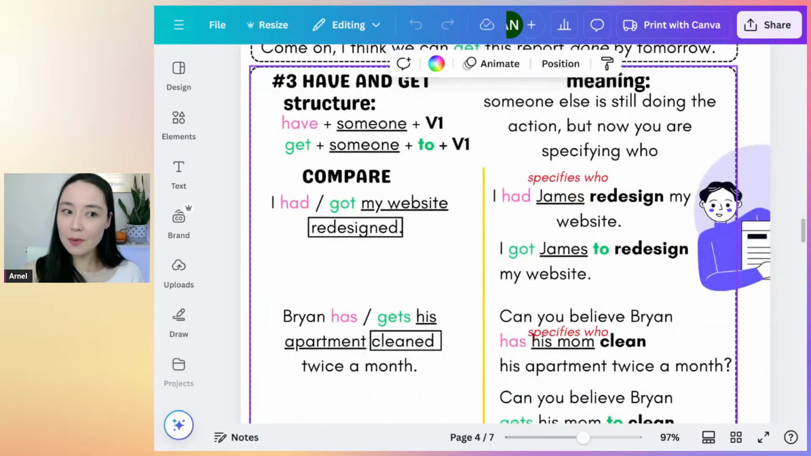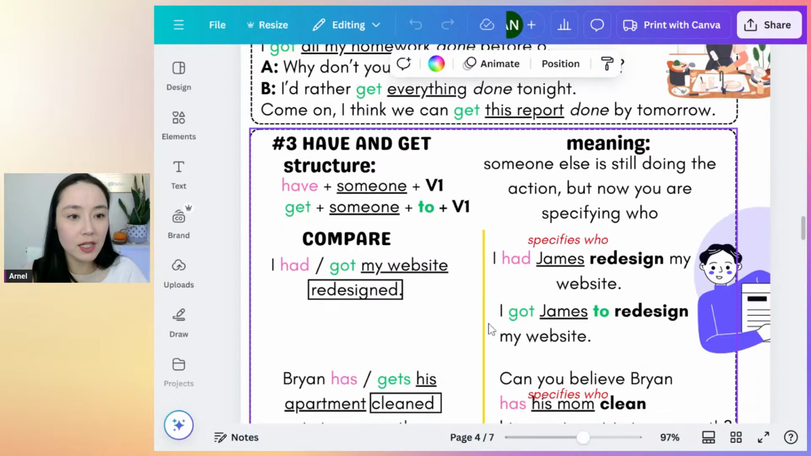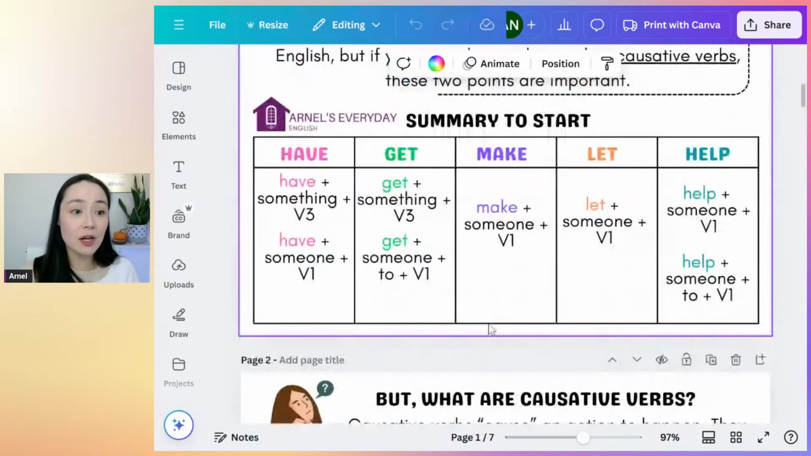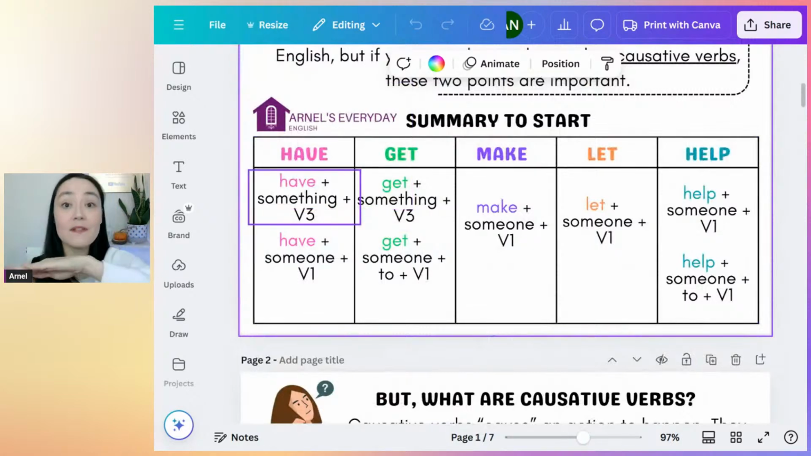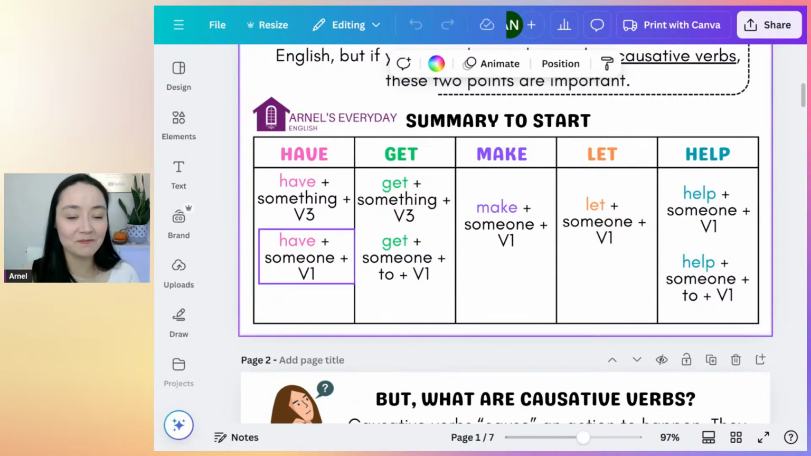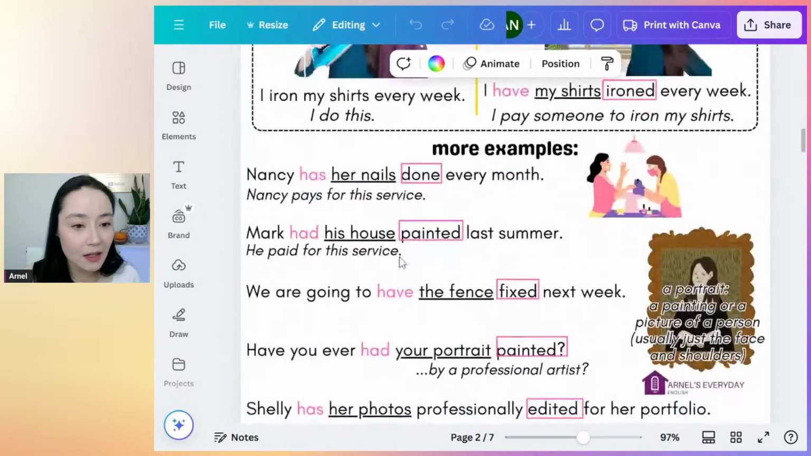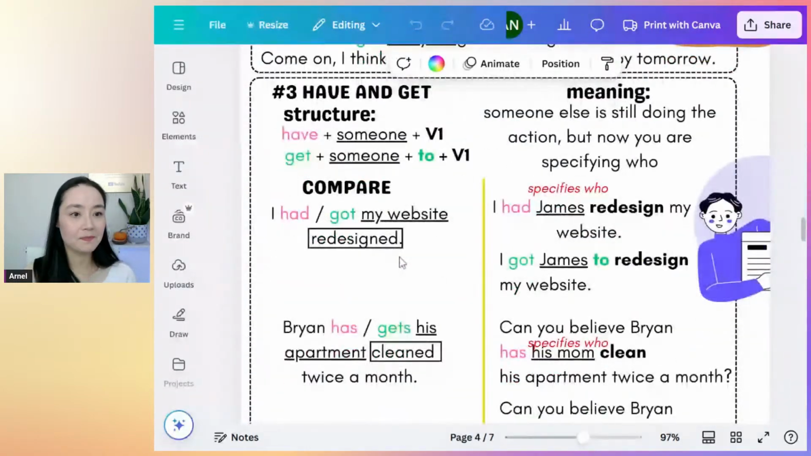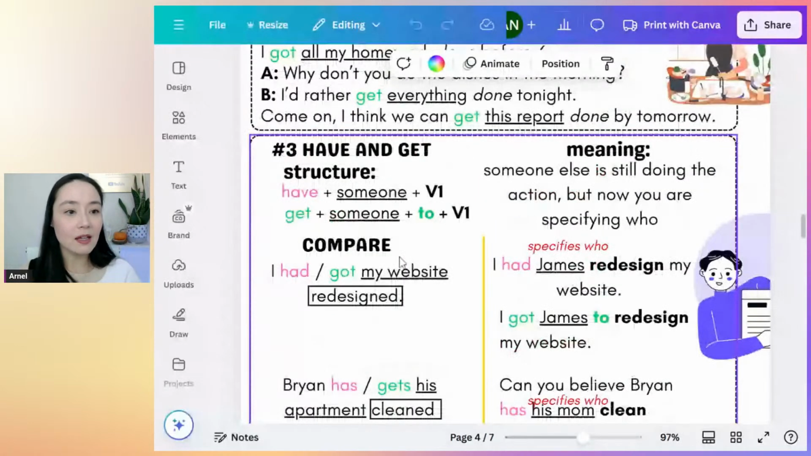Are you ready to keep moving? As a reminder, if you've just joined me, I'm going to scroll up. Don't get dizzy. Scrolling. So far, we've looked at this structure. Have something done. Finished. Get something done. Finished. We have these two to look at. That's what we're doing now, these two. Okay, let me find that part.